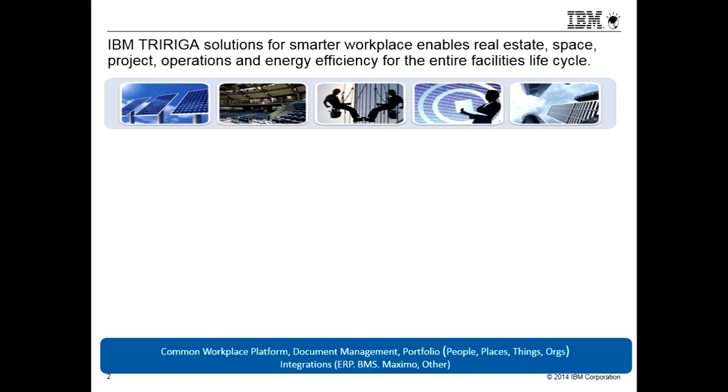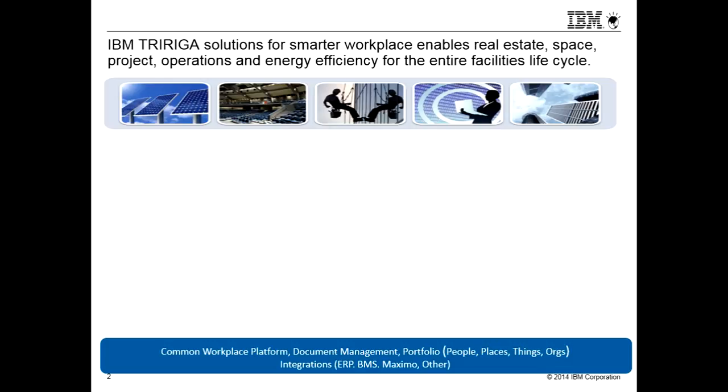TRIRIGA has a common workplace platform. It has document management that allows you to upload virtually any kind of file that you want. And it has a portfolio of people, places, things, and works. People being users, external contacts. They might be tenants. They might be consultants, service providers. Places are locations, property, land, buildings. Buildings have floors, which have spaces, and spaces can have spaces.